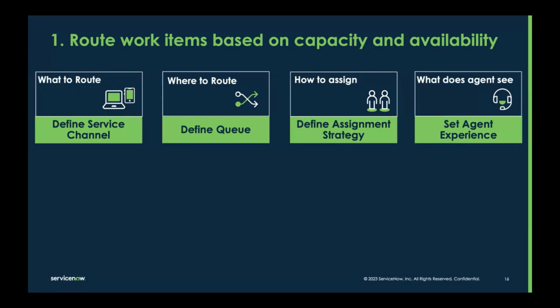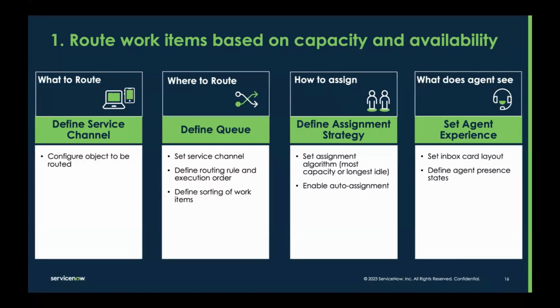Now, under each of those 4 buckets, we have a few items that we will take care of. As part of the first topic, which is defining the service channel, we'll configure the object that needs to be routed. Second is defining the queue, which is where we will tie the queue to a specific service channel. We will also define the routing rule under which a work item gets into this queue. We'll also define the sorting order.